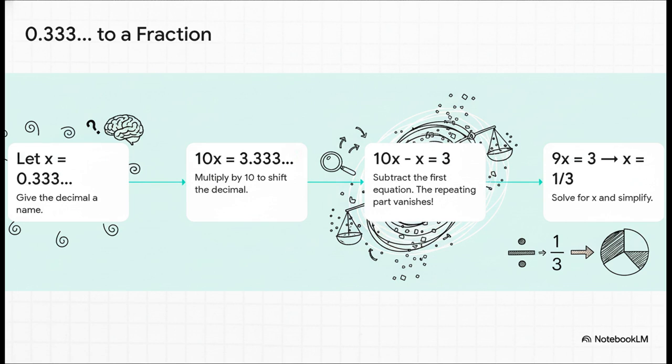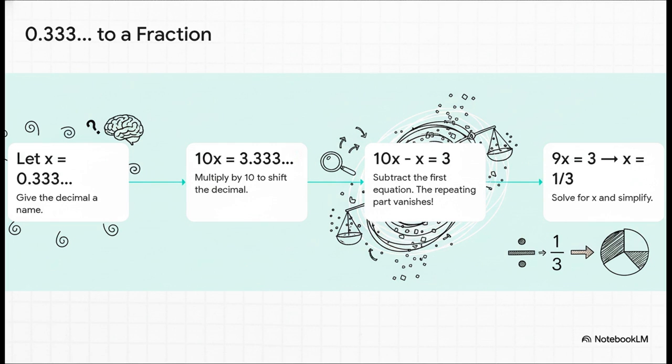Let's look at the right side of the equal sign first. What's 3.333... minus 0.333...? Well, look, all those repeating 3s just cancel each other out perfectly. All you're left with is a plain old 3. Awesome. Now look at the left side. What's 10x minus x? That's 9x. So now we have a brand new super simple equation. 9x equals 3. And for the final step, we just solve for x.